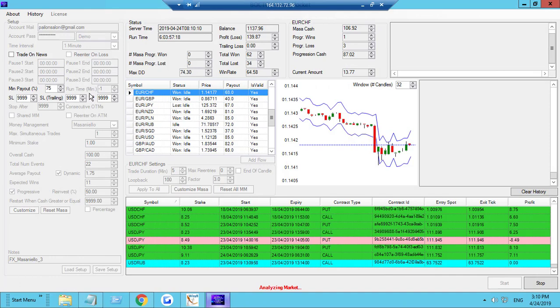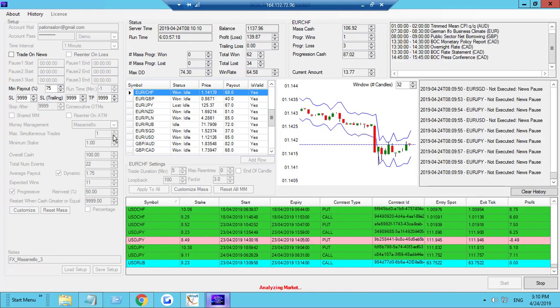Flicking over to a bot that has been trading our Masenilo with a factor of 3 for the past 6 days, we see that we are in profit of $139. This is on a demo account for filming and explanation purposes, but the results and trades are identical whether on a demo or real account.